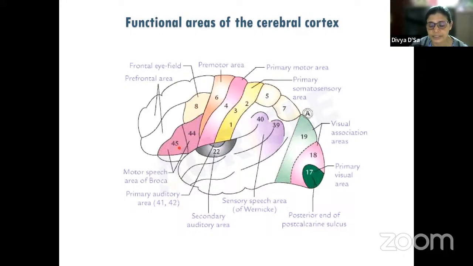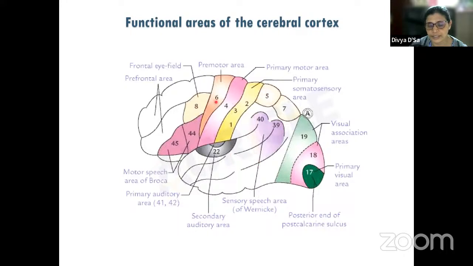It controls articulation, so it is responsible for the articulation. It supplies the muscles above the larynx, the pharynx, and the tongue. They are controlled by this area. So this is in the frontal lobe. Now behind, the parietal lobe.